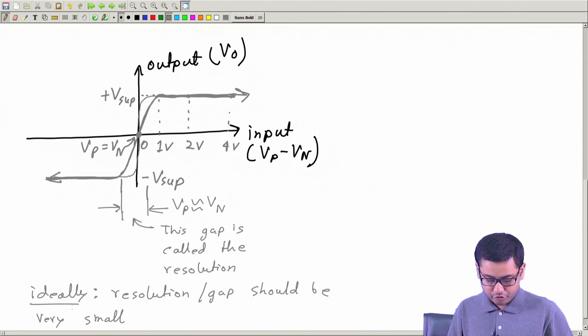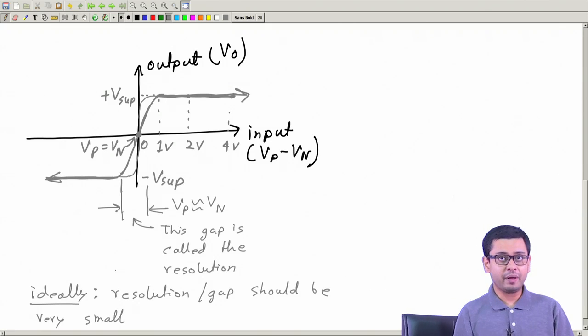And for a practical op amp, of course, this will not be 0. And the larger the gap is, we will say the op amp is worse. The smaller the gap is, we will say the op amp is better. Why? Because this is the region where the op amp is confused.